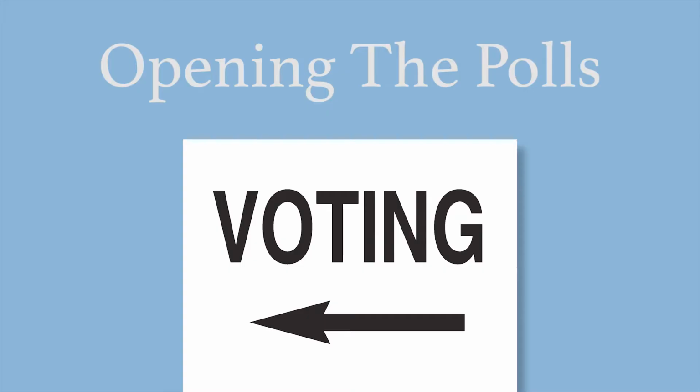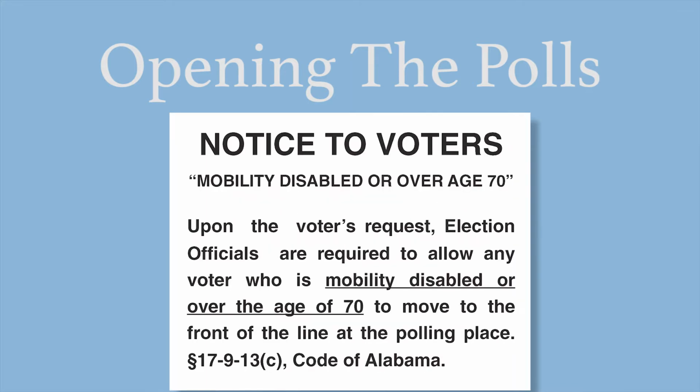Open the contents of your packet, get all the posters, and display those posters on the wall. You have a directional sign if you're in a large facility where voters need to be directed down a hallway. Place those appropriately. You also have a notice to voters if they are disabled or over the age of 70. If they ask to be moved to the front of the line, they may do so.